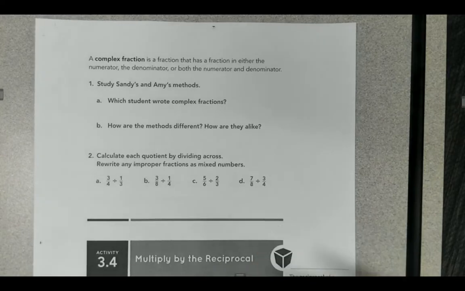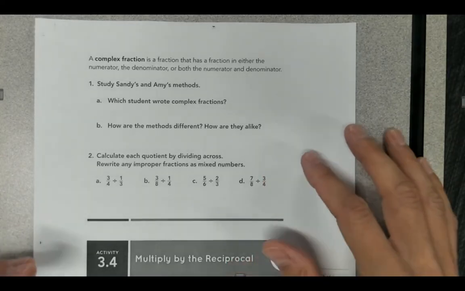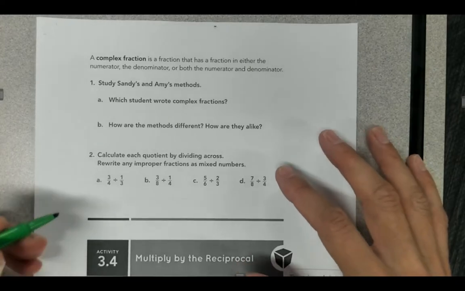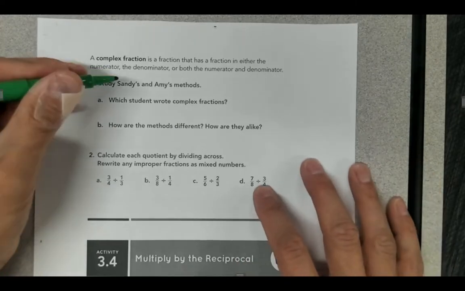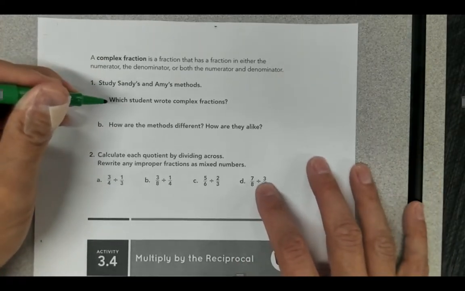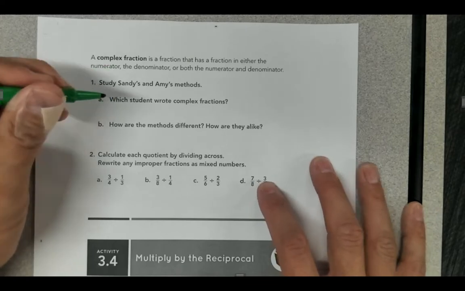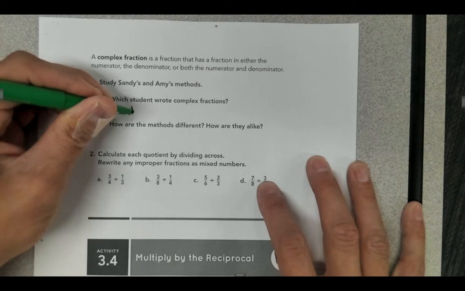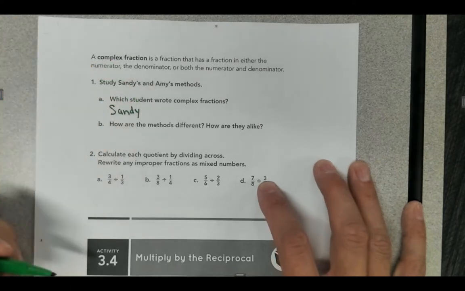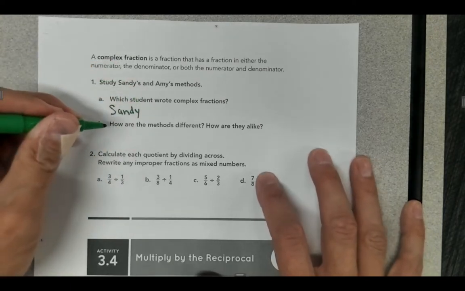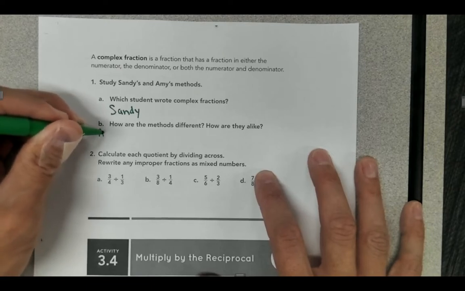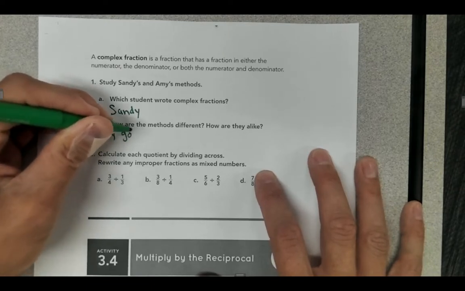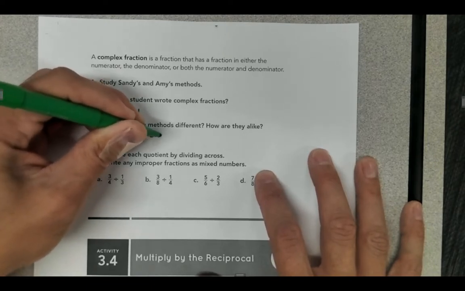Okay. A complex fraction is a fraction that has a fraction in either the numerator, the denominator, or both the numerator and denominator. Study Sandy's and Amy's methods. Which student wrote complex fractions? Sandy wrote the complex fractions. How are the methods different? How are they alike? Amy got a common denominator.